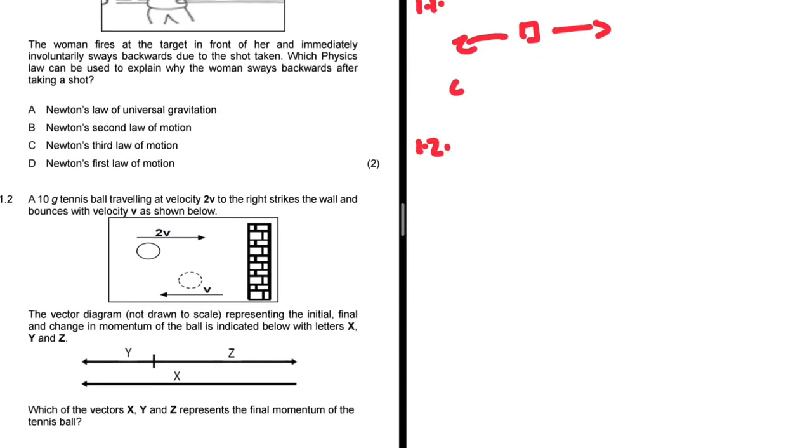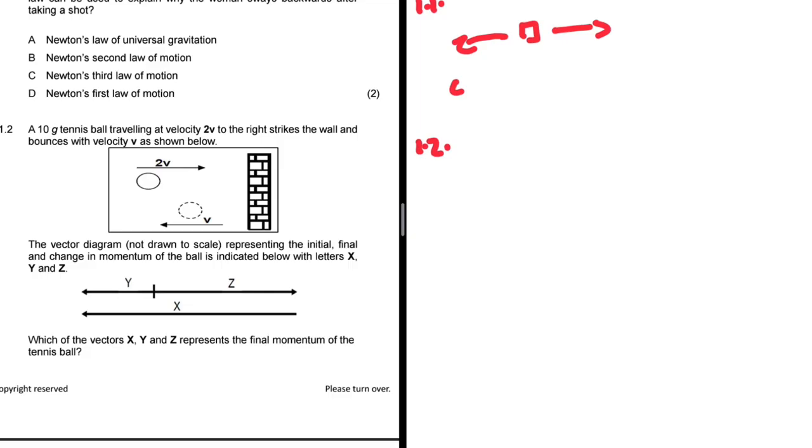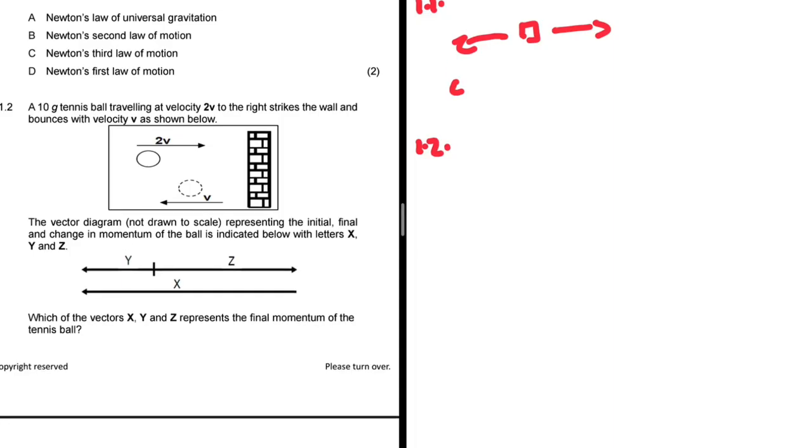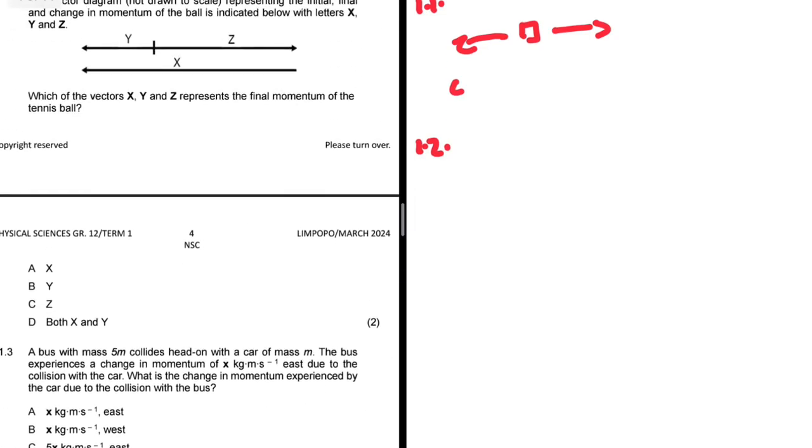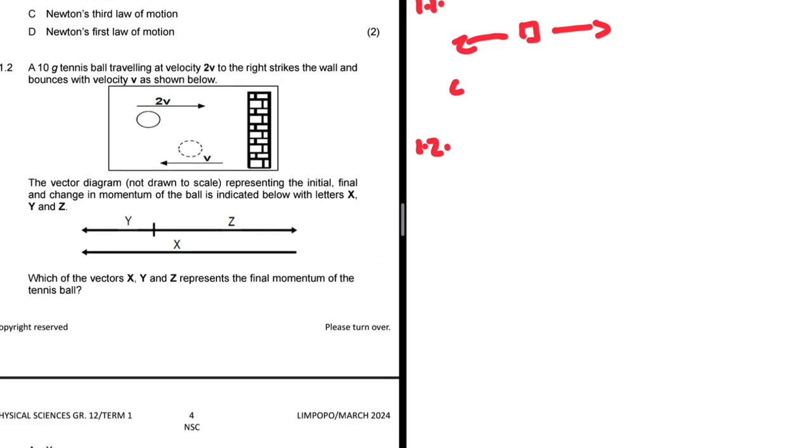1.2. A 10-gram tennis ball traveling at velocity 2v to the right strikes the wall and bounces with velocity v as shown below. The vector diagram, not drawn to scale, representing the initial, final and changing momentum of the ball is indicated below with letters x, y and z. Which of the vectors x, y and z represents the final momentum of the tennis ball? Let's go and figure that out. The options that we have are A, B, C and D, where we have x, y, z, and D says both x and y. So let's take a look at what's happening, right?